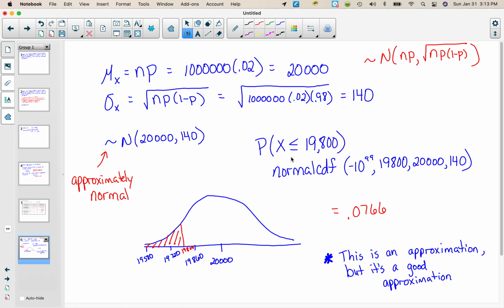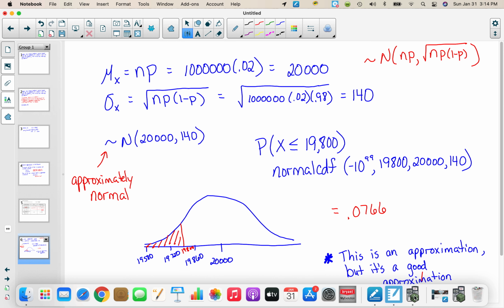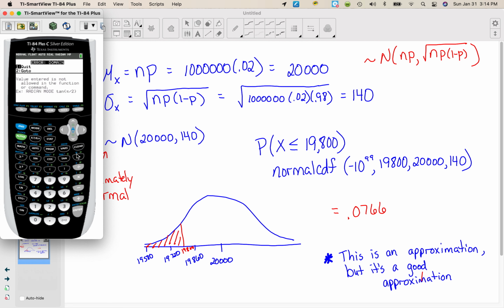I'm looking for the probability that x is less than or equal to 19,800. I'm going to draw a picture. My mean is 20,000. I just counted off 3 standard deviations to the left, located around where 19,800 might be, and shaded the correct region. Since I'm using my calculator and not doing z-scores, this is my work. I need to show that. Then I just do normal CDF using my calculator.